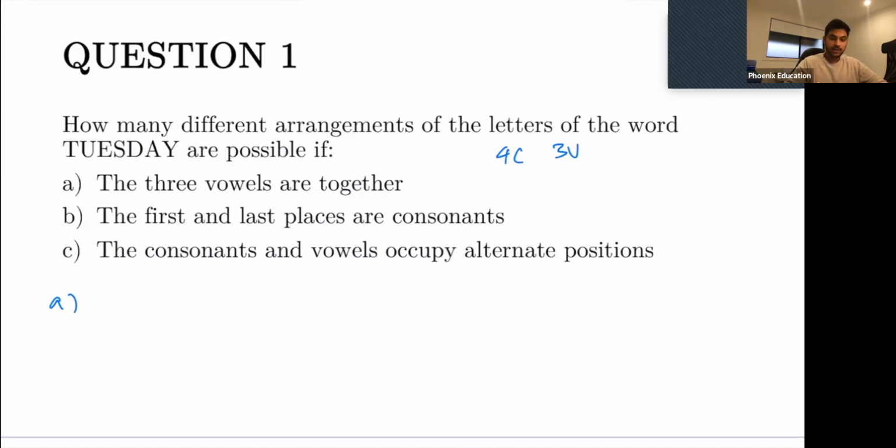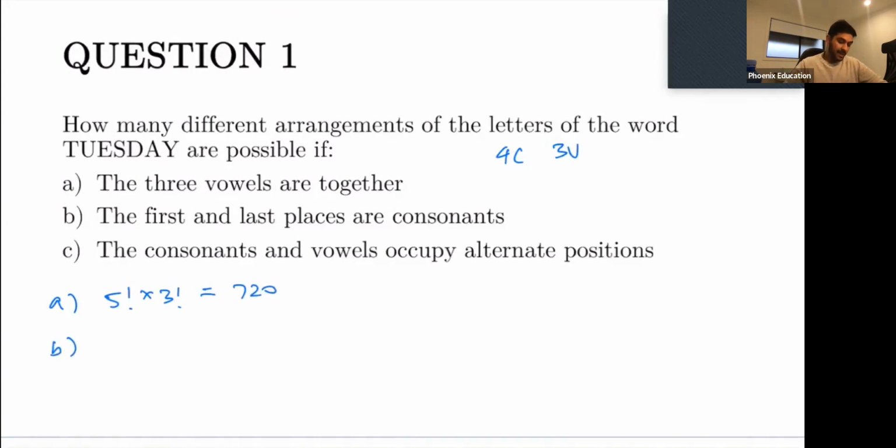So if the 3 vowels are together, we'll count this as 1 unit. And along with the 4 consonants, we have 5 units. And that can be arranged in 5 factorial ways. But the vowels can move amongst themselves in 3 factorial ways. If we plug this into the calculator, this gives us 720.